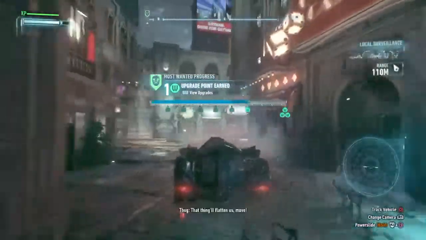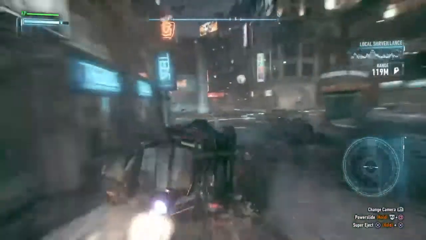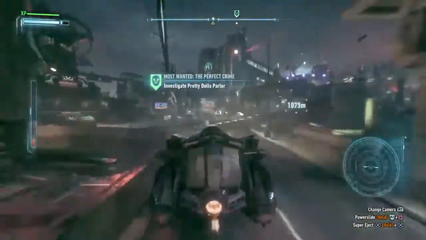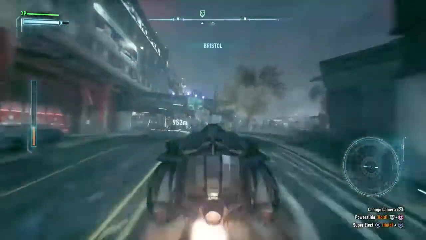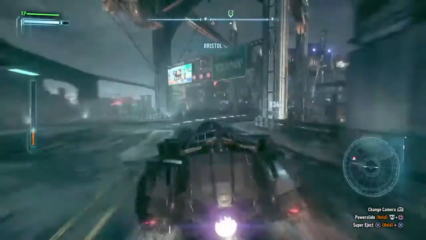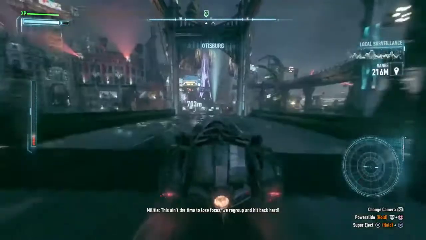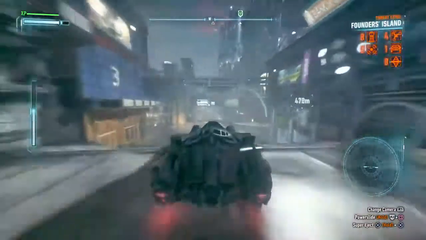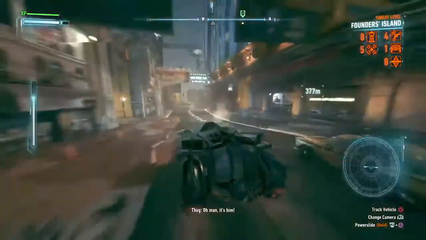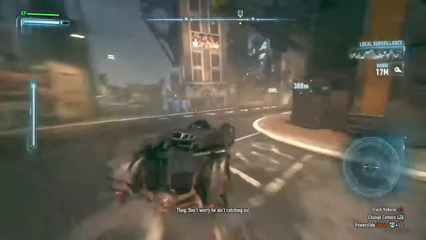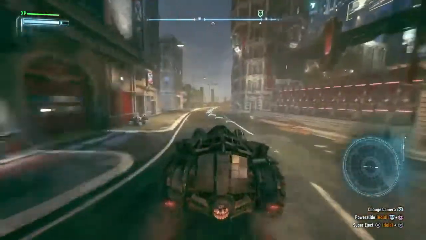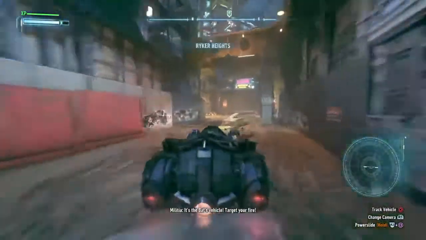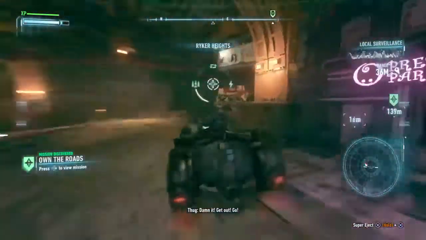Batman! They'll find us! Move! I'm going! This ain't the time to lose focus. We regroup and hit back hard. Oh man, it's him! Don't worry, he ain't catching us! Damn it! Get out! Go!